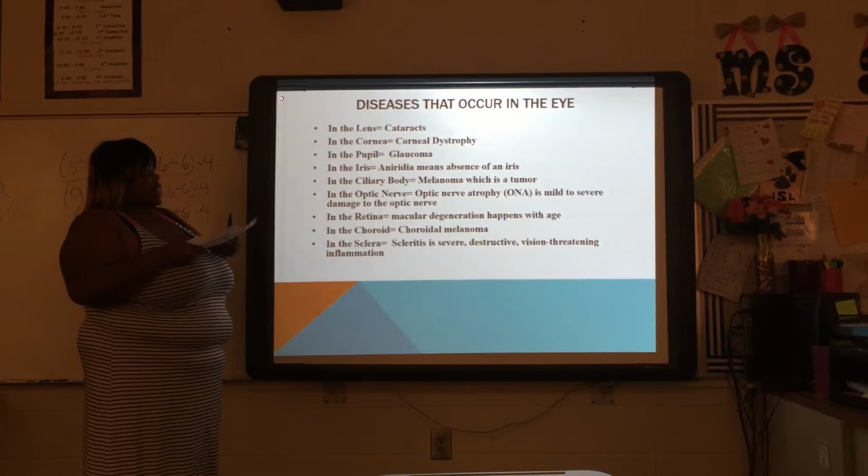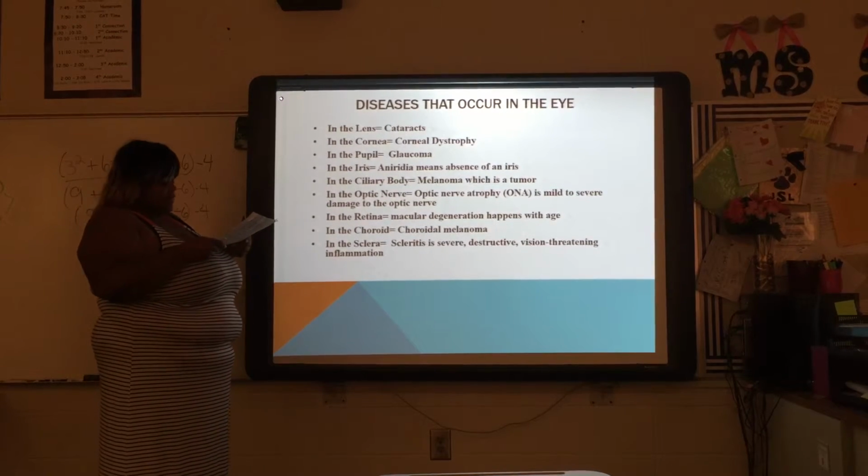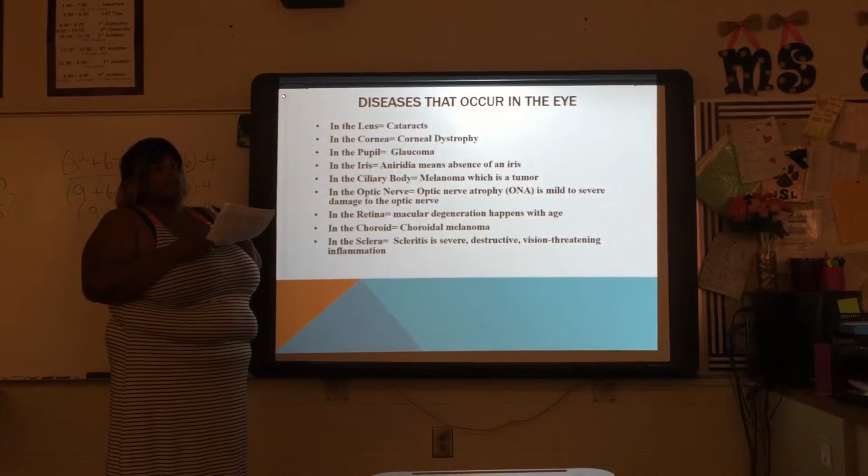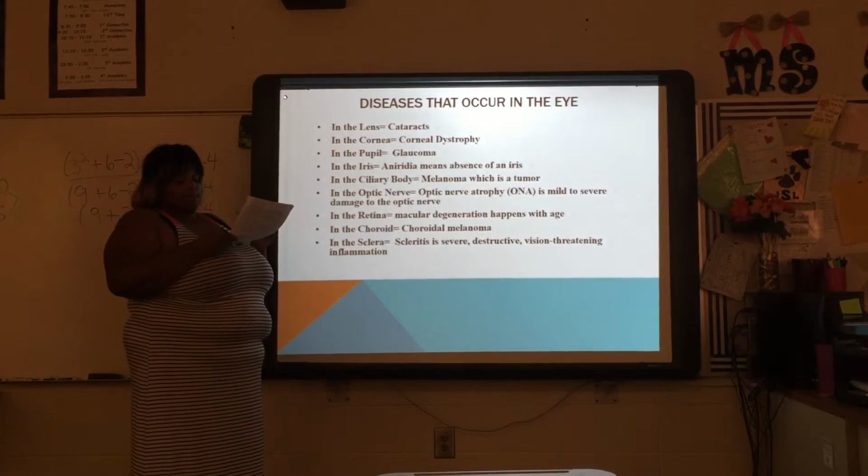In the iris, you have aniridia, which means an absence of the iris, which is caused by injury, and it's usually happening in both eyes, not just one eye. Or it can be congenital.